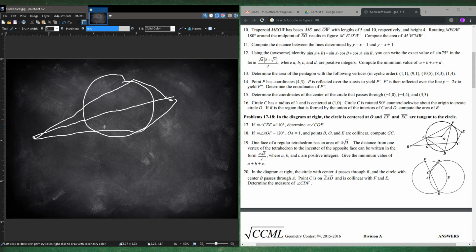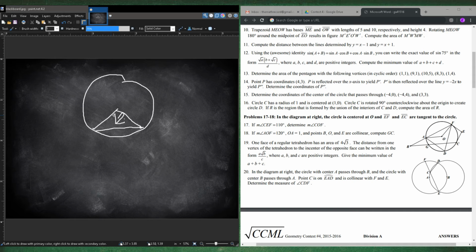So GC is the same thing as AF. Since they say BOE is collinear, that tells me that AF is basically the same as GC. So this line over here is the same as this line over here. That tells me that if this is 120 degrees, then this is 120 degrees. So from that information, we could get the idea right here is 120 degrees.